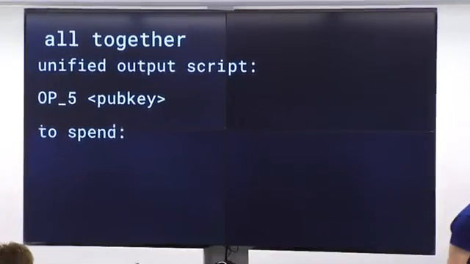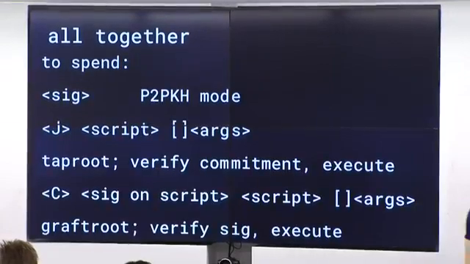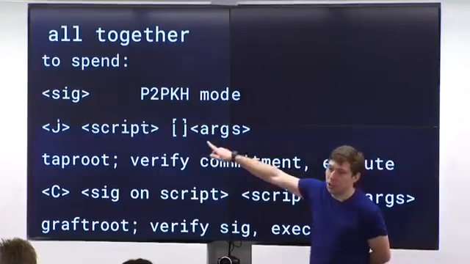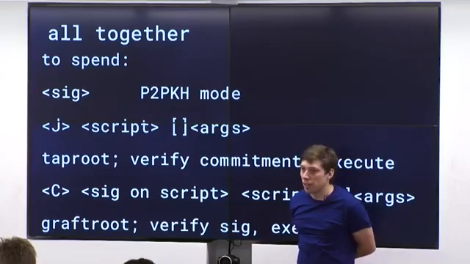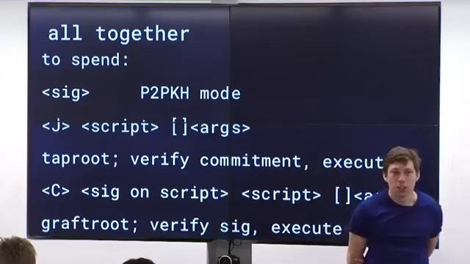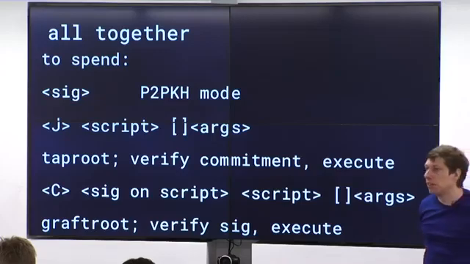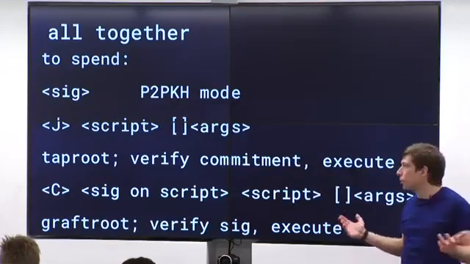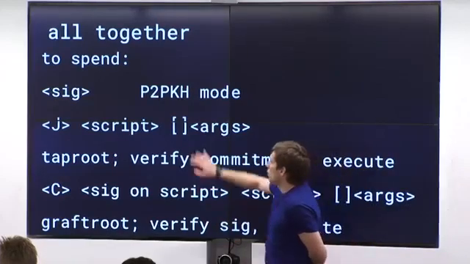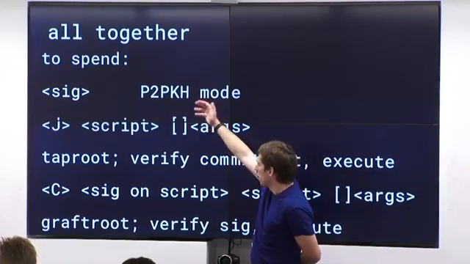Now, when I want to spend to it, I have a bunch of options. To spend, I can just put a signature on the stack, and then the program says, oh, there's a signature. Let me check if the signature matches the public key, this pub key. And if it does, cool, the money moves. That's pay to pub key hash mode, except it's not a hash.